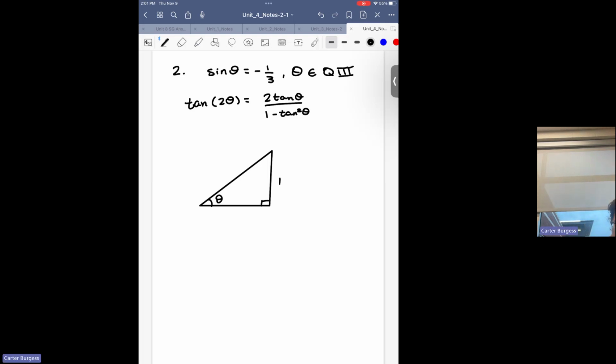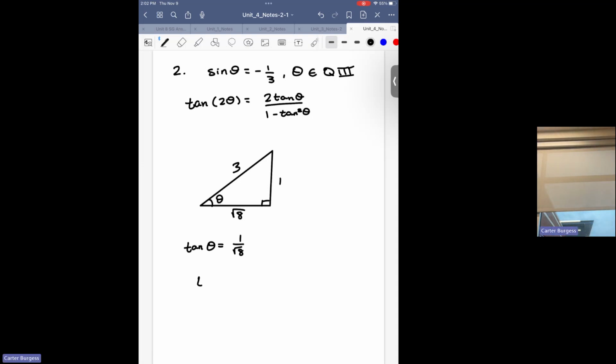Opposite side is 1, hypotenuse is 3, and therefore the adjacent side is square root of 8. And so what is tangent of theta? One over root 8. And is it positive or negative? Positive, because we are in quadrant 3, and negative y over negative x would give us a positive value.